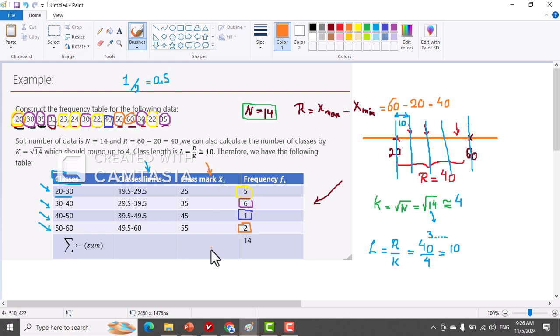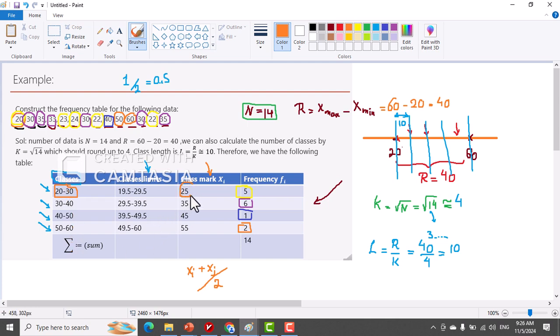Another thing that we have here is a class mark. The class mark is calculated by taking xi and xj, the minimum and maximum of that class, so (xi plus xj) over 2. It looks like an average of those numbers, meaning that between 20 and 30, the midpoint, or the average, is equal to 25.